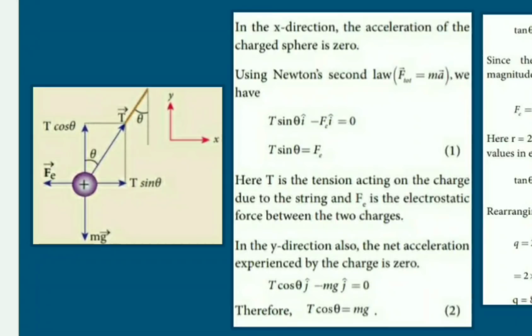The i cap is getting cancelled, so T sin theta is Fe. In the same way, for the vertical components, we can write it as T cos theta j cap minus mg j cap. Why is it minus j cap? Yeah, good, because it is acting in the downward direction, that is along the negative y axis. So it is equal to 0. So T cos theta j cap is equal to mg j cap. So T cos theta is equal to mg.